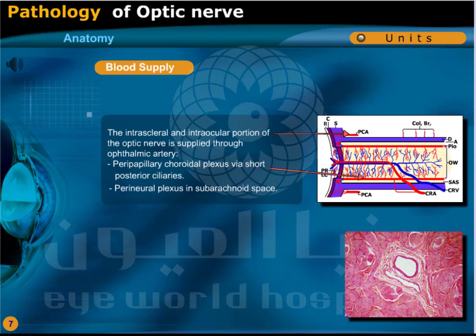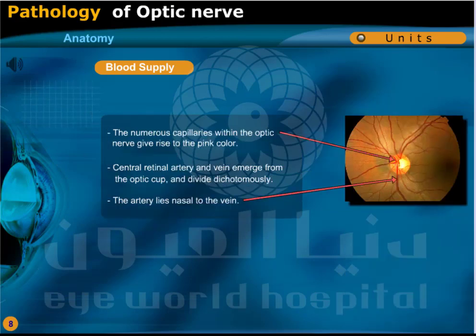Blood supply. The intrascleral and intraocular portion of the optic nerve is supplied through ophthalmic artery, peripapillary choroidal plexus via short posterior ciliaries, perineural plexus in subarachnoid space. The numerous capillaries within the optic nerve give rise to the pink color.